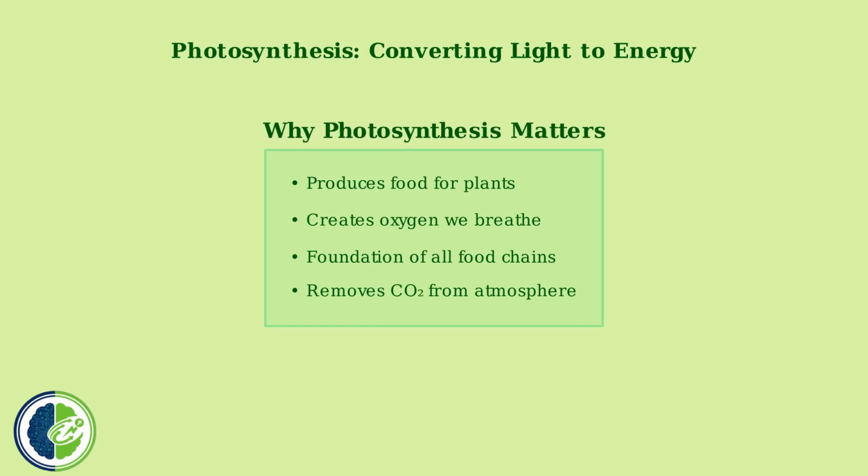In summary, photosynthesis is nature's way of capturing and storing solar energy, converting simple molecules into complex sugars while producing the oxygen that sustains life on our planet. Photosynthesis occurs in 2 distinct stages that work together to convert light energy into chemical energy. These stages happen in different parts of the chloroplast and serve different functions in the overall process.